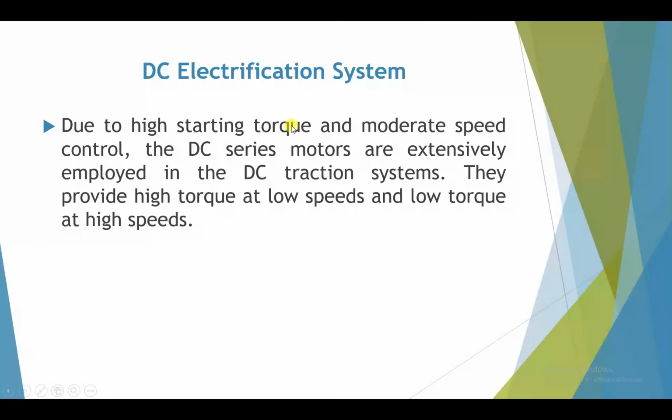Due to high starting torque and moderate speed control, DC series motors are extensively used in the DC traction system. They provide high torque at low speed and low torque at high speed. So because of high starting torque and moderate speed control, we use DC series motors in this system.